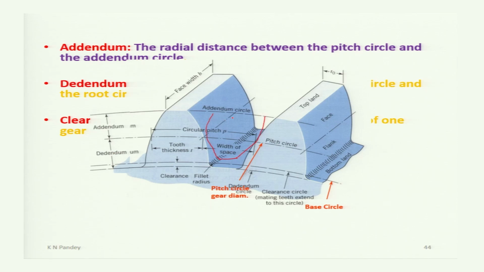This will be the teeth of the mating gear, which is missing in the width of space of this gear. So this depth is the addendum of the mating gear, and it is missing inside the dedendum of this gear. So the difference between the dedendum of this gear and the addendum of this gear is called the clearance.